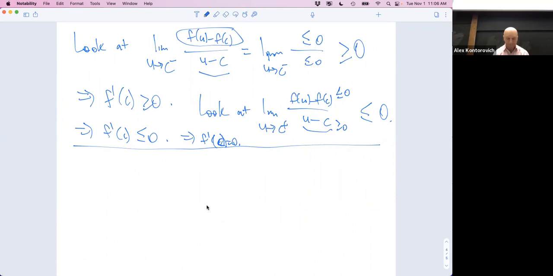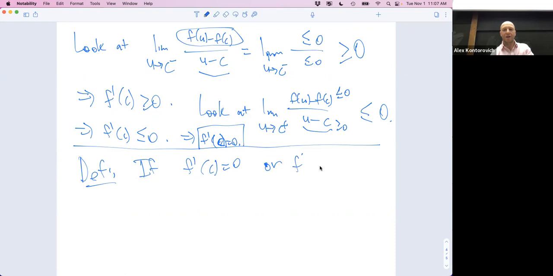Yeah, and the importance of these points is such that we give them a special name. So, definition: we say that c is a, does anybody know what these things are called, if f prime of c is equal to 0, or if f prime of c does not exist, either because one of the one-sided limits doesn't exist, or because the two limits don't agree. There's all kinds of ways that a limit cannot exist.